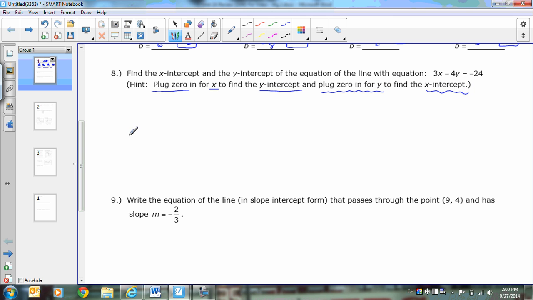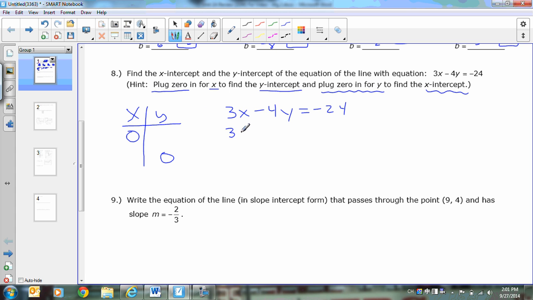So to keep yourself organized, you might want to make a little xy chart. All right. We're going to put 0 in for x to find our y-intercept, and then we'll turn around and put 0 in for y to find our x-intercept. So let's first find the y-intercept. So I'm going to take my equation of 3x minus 4y equals negative 24. And to find the y-intercept, I'm going to put a 0 in for x. Put a 0 in right here.